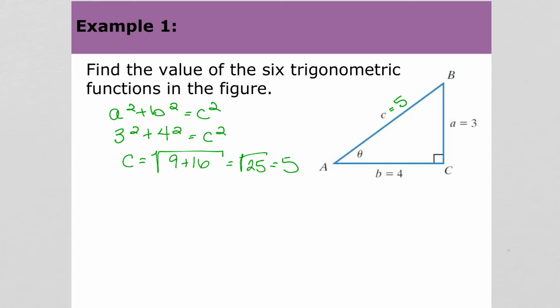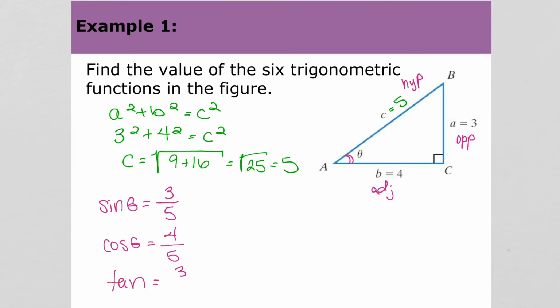So now we're going to find the 6 trig functions. So sine of theta, and realize that theta is right here, is equal to the opposite, that's 3, over the hypotenuse, that's 5. Cosine of theta is equal to the adjacent, that's 4, over the hypotenuse. And tangent is equal to the opposite over the adjacent.